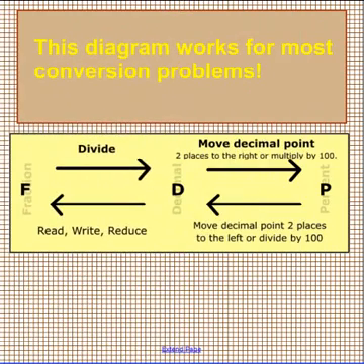The diagram you see here works for most conversion problems. If you're going from a fraction to a decimal, you divide. If you're going from a decimal to a percent, you move 2 places to the right, or multiply by 100. If you're going from a percent to a decimal, you move the decimal point 2 places to the left, or you divide by 100. And if you're going from a decimal to a fraction, you want to read, write, and reduce.